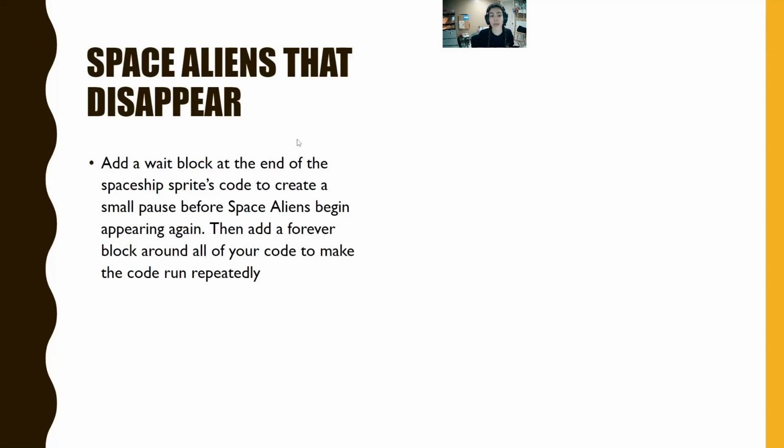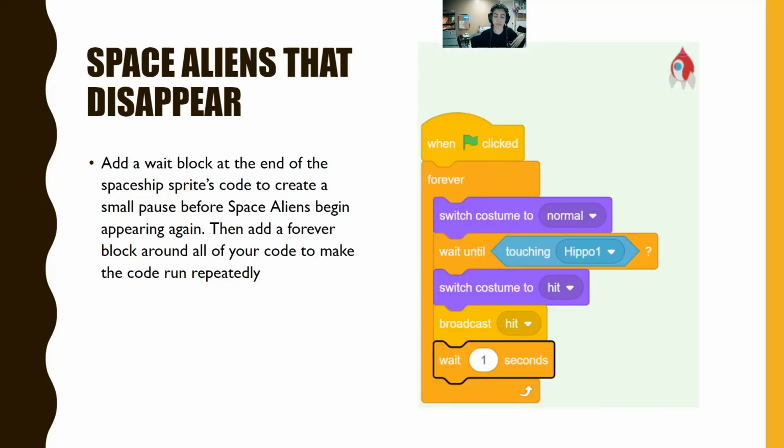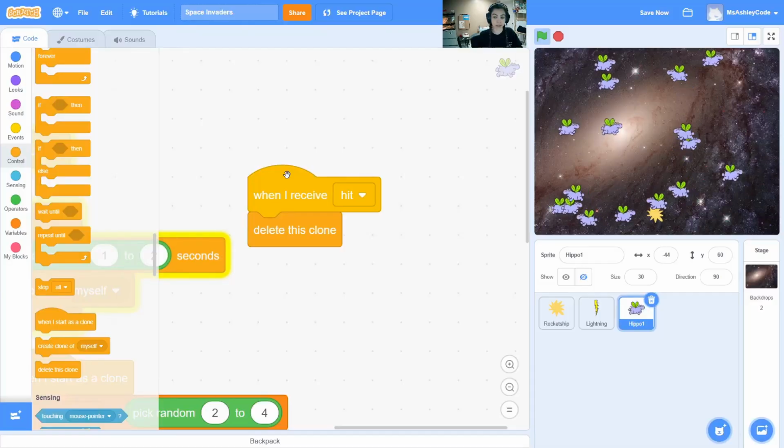So we're going to add a wait block to the end of this space sprite to add a pause before they can begin appearing again. So let's add in a wait block to our program. That way, the monsters have a moment to come back.